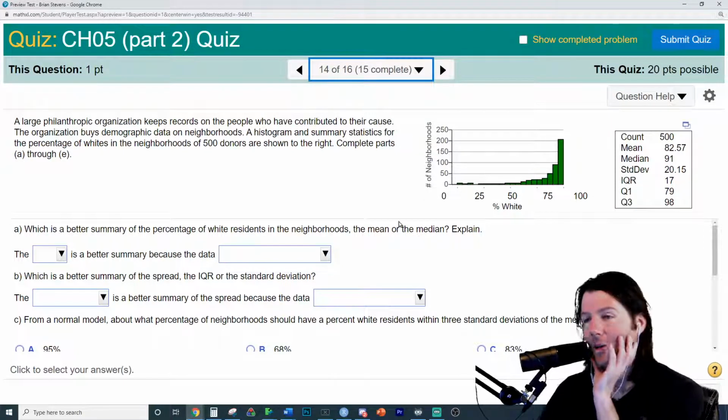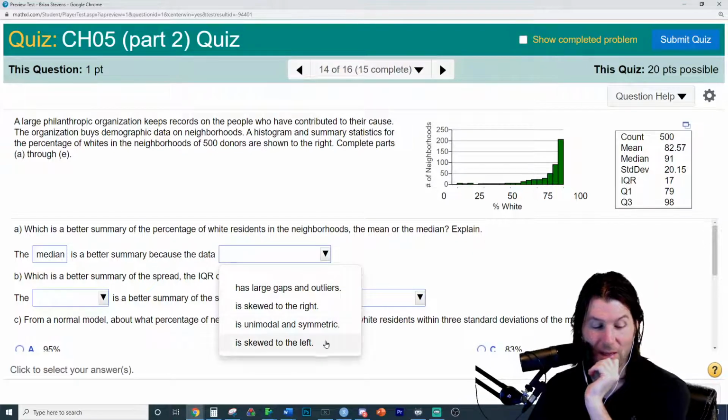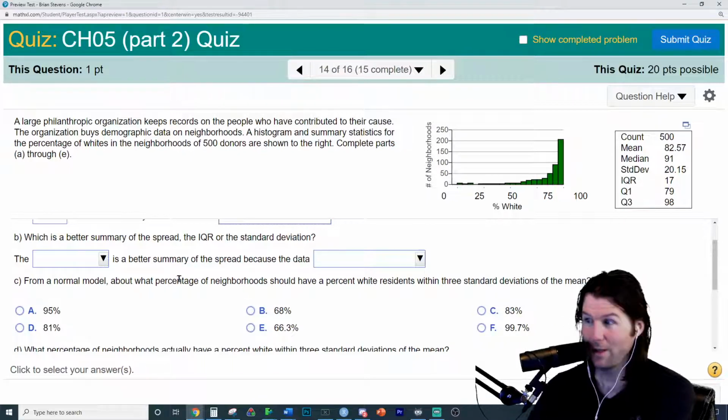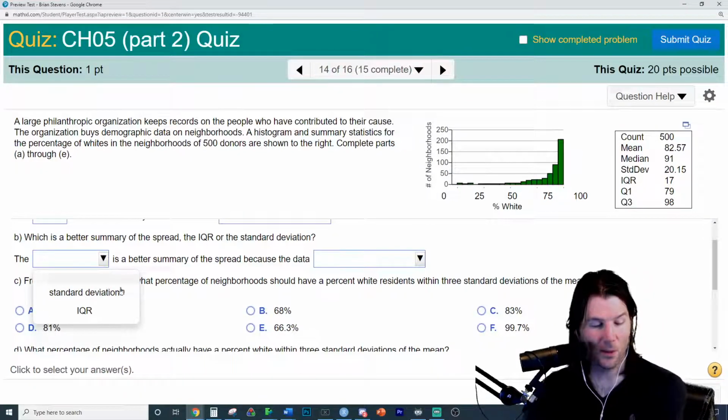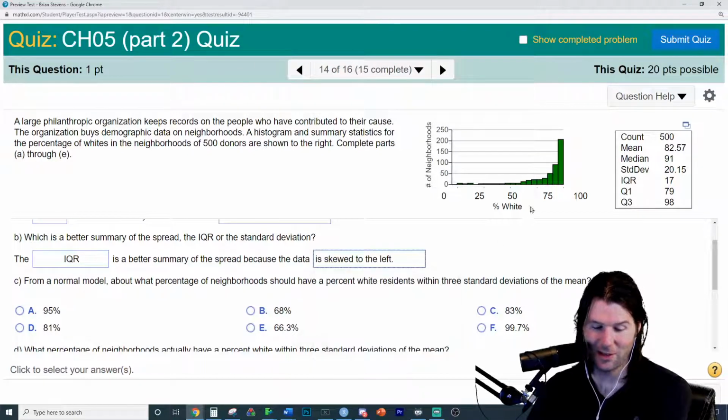Which is a better summary of it? So we are definitely going to use the median because the data is insanely skewed to the left. What is a better summary of spread? Well, when you use the median, use the IQR, because the data is insanely skewed to the low side.